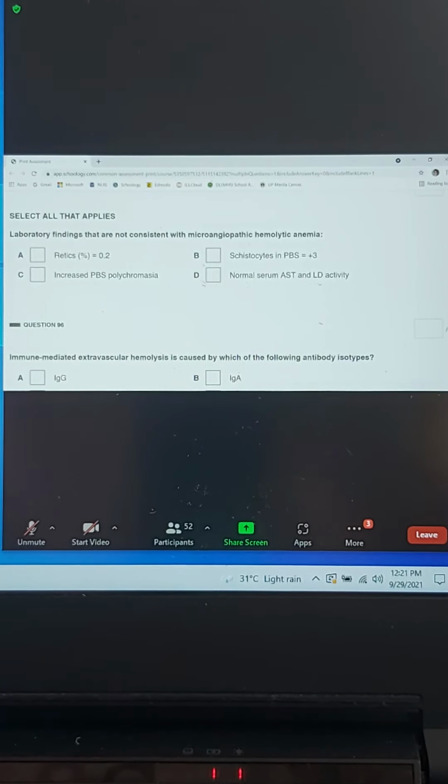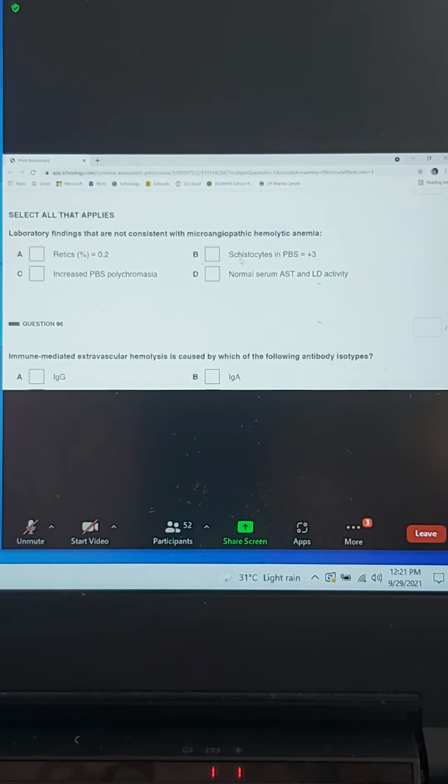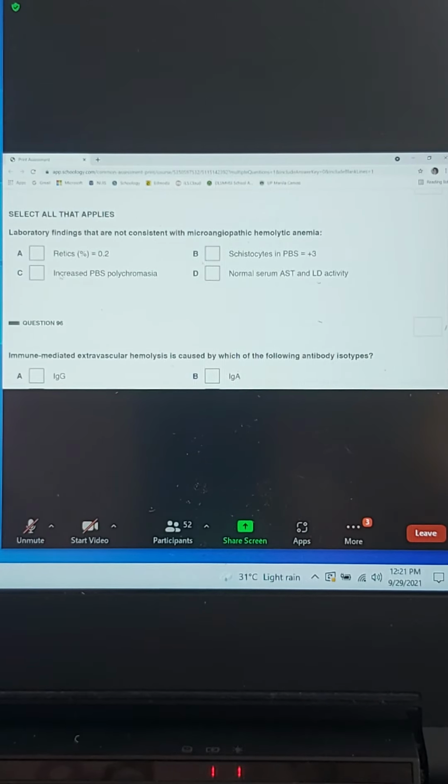Okay, so dapat increase to kasi di ba, ang AST at LD nakikita rin sila sa red blood cells. So therefore, kung may hemolysis, dapat tumataas sila. Ang schistocytes, okay, +3 in the peripheral blood smear, so that is consistent. Kasi nga nagka-fragment yung ating mga red blood cells. Increased PBS polychromasia, ibig sabihin, maraming retics. So this is also consistent.